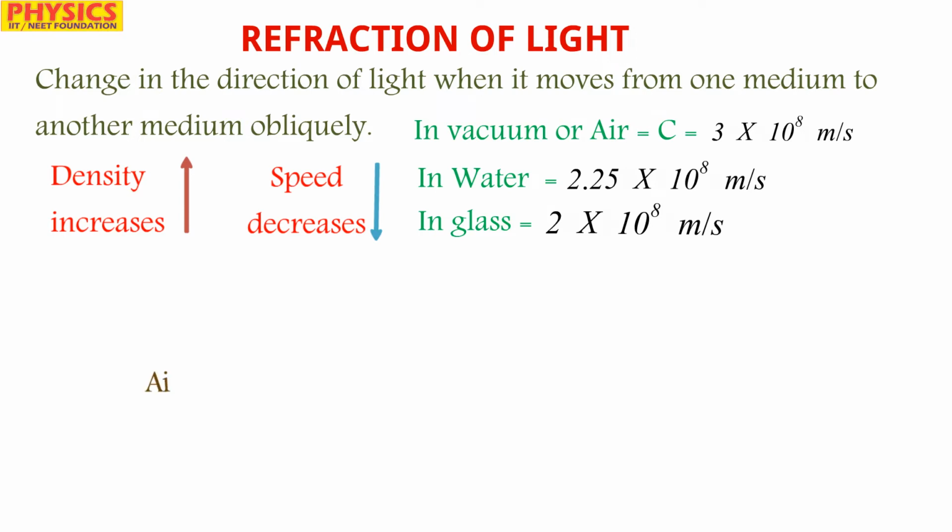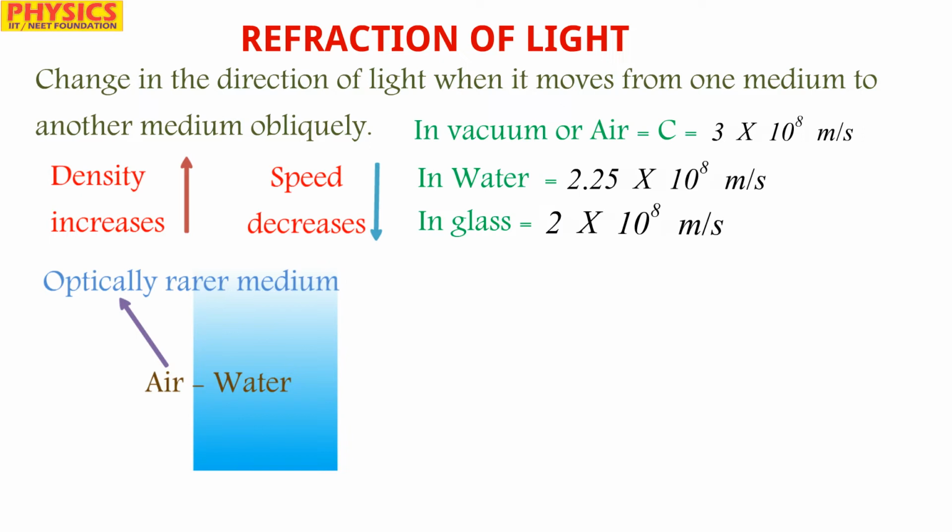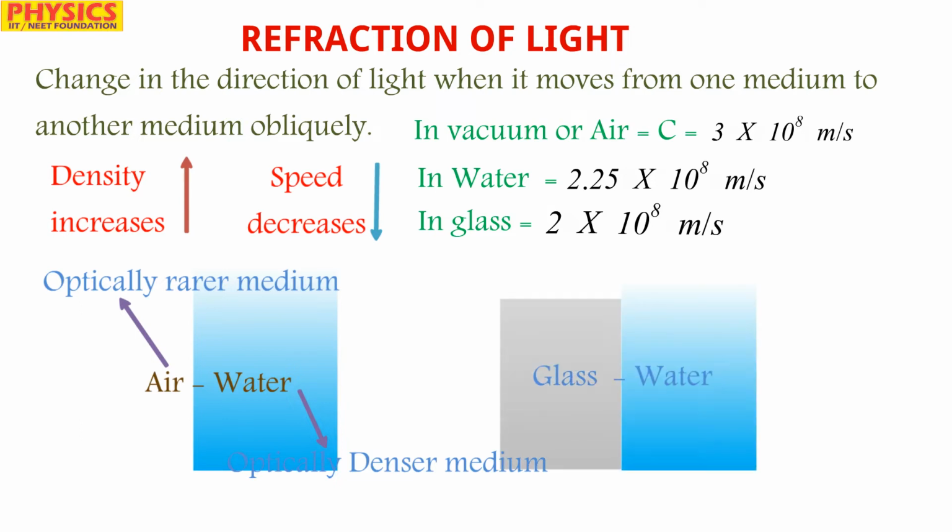Now let us take air and water. Air is an optically rarer medium and water is an optically denser medium. Regarding light, we are saying optically rarer and optically denser. In the water and glass interface, which is the rarer medium and which is the denser medium? Exactly. Water is the rarer medium and glass is the denser medium, optically rarer and optically denser.